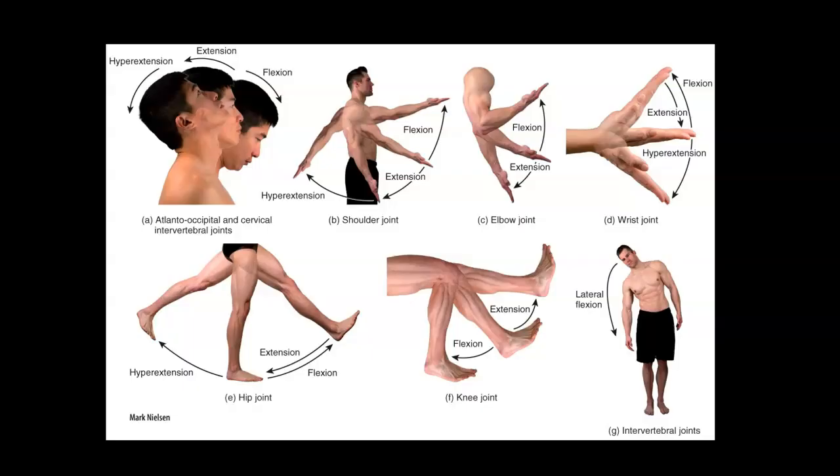Now with the intervertebral joints, you can do what's called lateral flexion, and that's where you will bend from side to side.